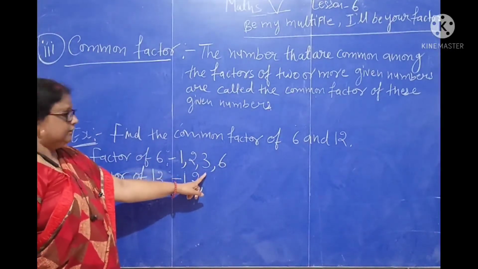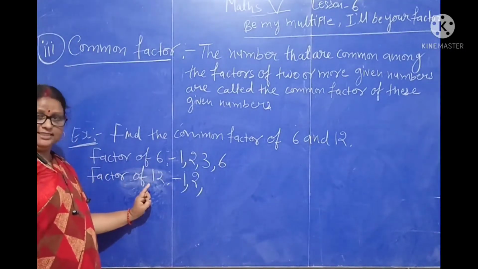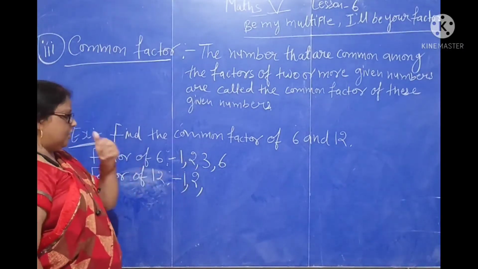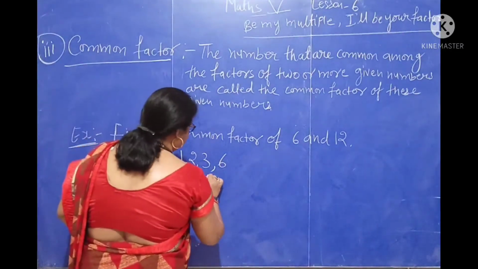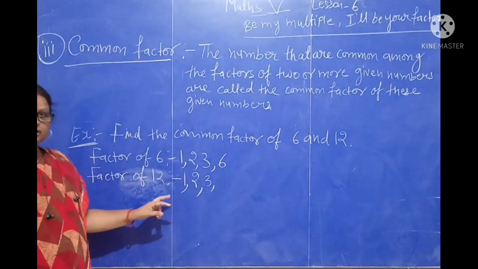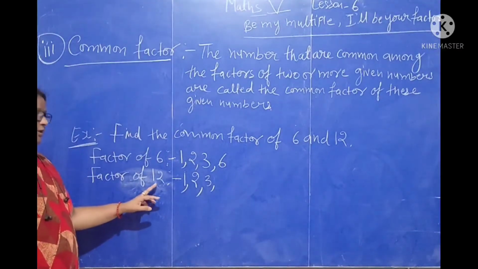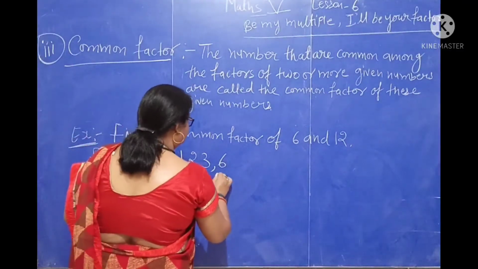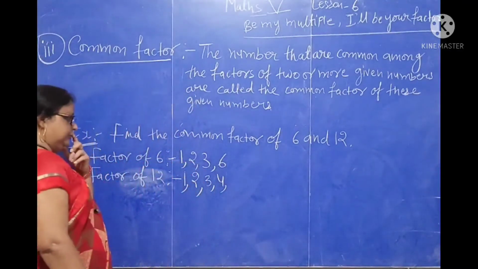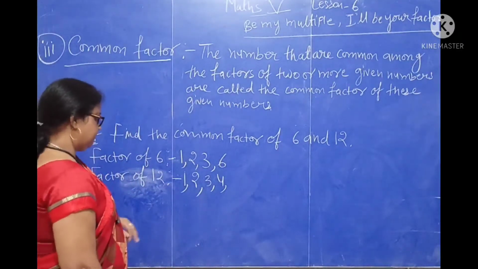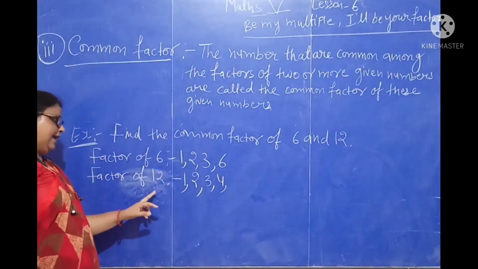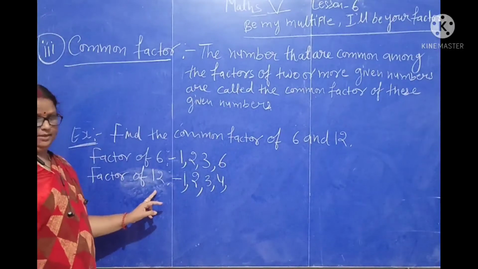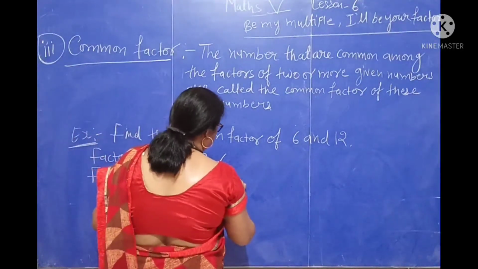Now 3 can divide 12 exactly without leaving any remainder. Let's see, 3 times 4 is 12. So 3 is also a factor of 12. 4 also exactly divides 12 without leaving any remainder. So 4 is a factor of 12. 5, no. Now 6. 6 exactly divides 12 without leaving any remainder. 6 times 2 is 12. So 6 is a factor of 12.